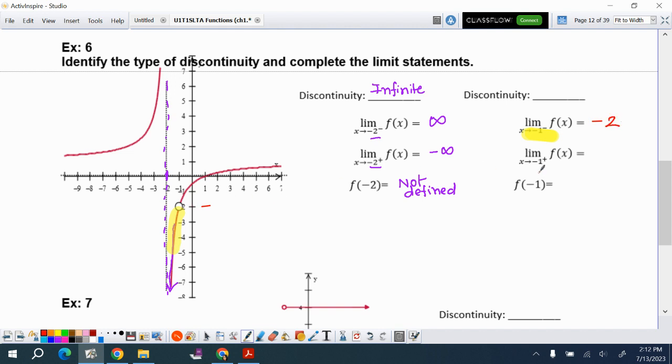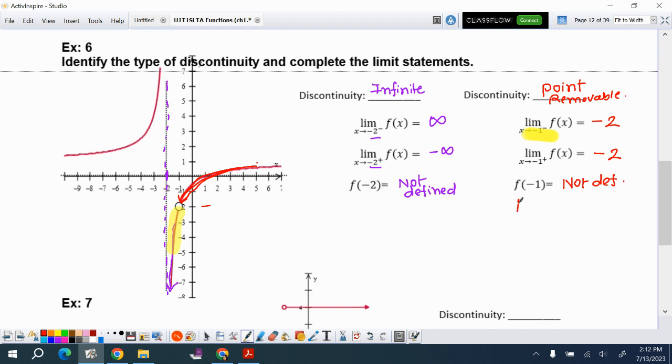X approaches negative 1 from the right side. So that is from the right side. Y value is negative 2. Is f of negative 1 defined? Not defined. This is a point discontinuity, or you can say removable.